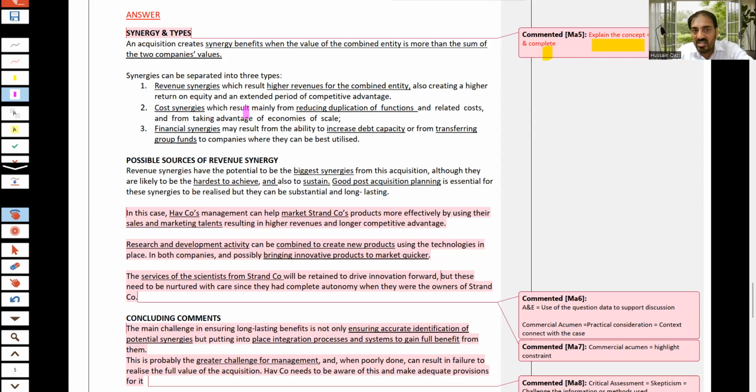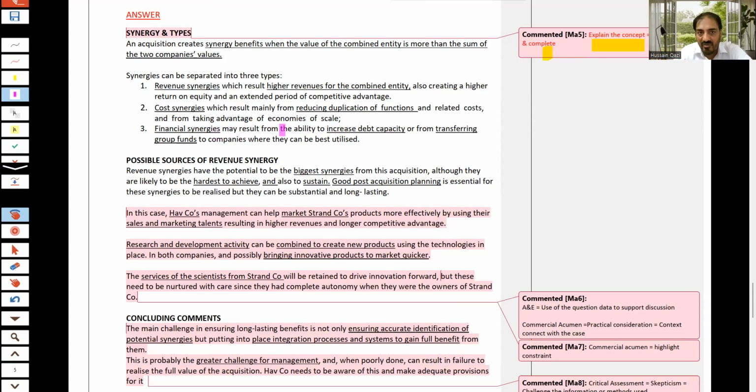Cost synergy, which results mainly from reduction of duplication functions and related costs, like the marketing costs need to cut, HR, and a lot of things, production, branches, warehousing, and from taking advantage of economies of scale and economies of scope as well. Limited points, just for 2 marks. Always write the answer according to the marks.